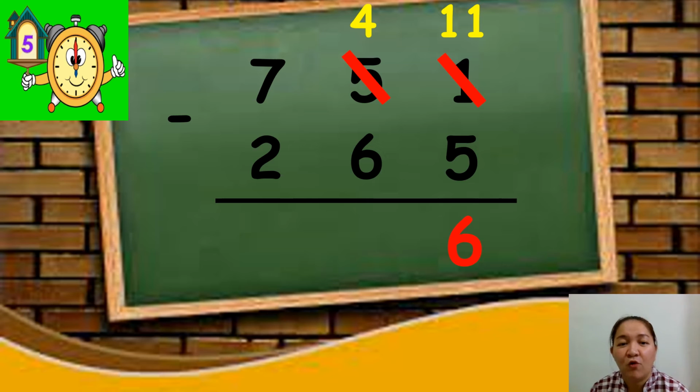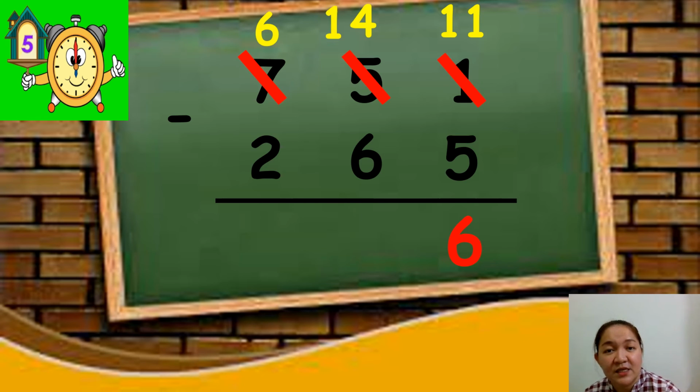6. 4 minus 6 cannot be. We're going to borrow 1 from 7. 7 becomes 6. 4 tenths will become 14 tenths. So 14 minus 6 is 8. 6 minus 2 is 4. So 751 minus 265 is equal to 486.